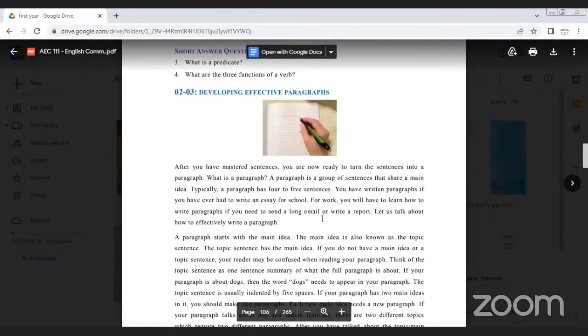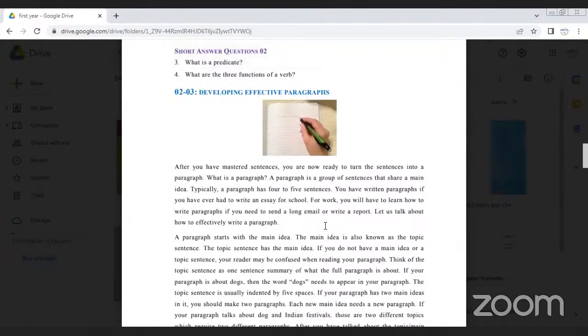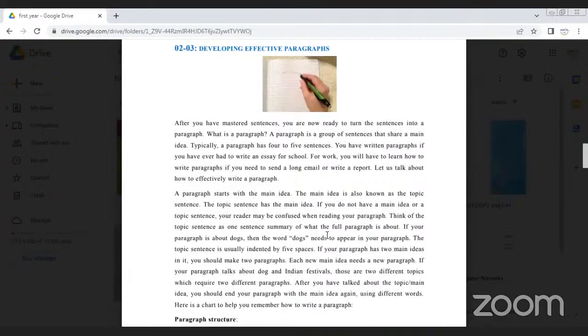Okay, then let's see the next topic, 2.3, developing an effective paragraph. How to develop an effective paragraph. After you have mastered sentences, you are now ready to turn the sentences into a paragraph. What is a paragraph? A paragraph is a group of sentences that share a main idea. Typically, a paragraph has 4 to 5 sentences. You have written paragraphs.